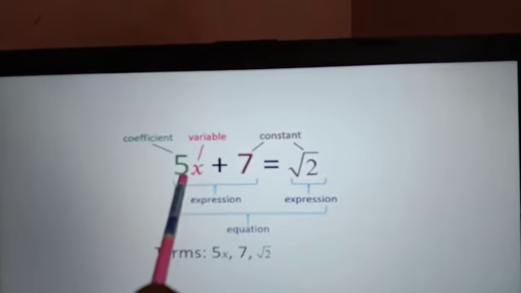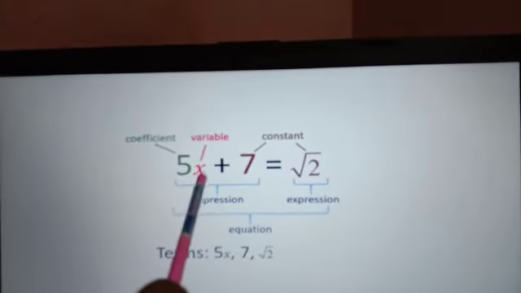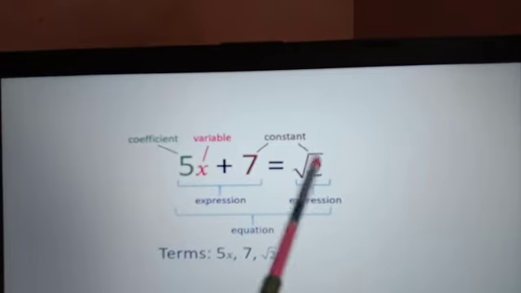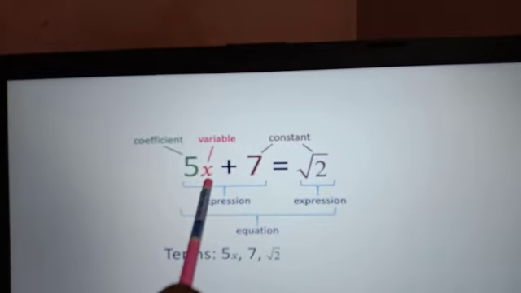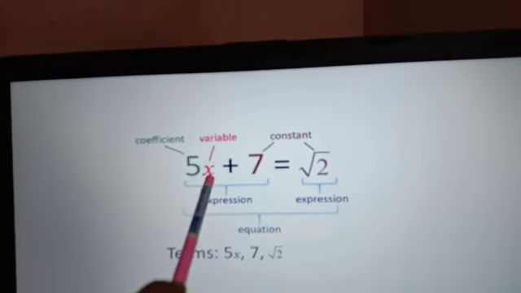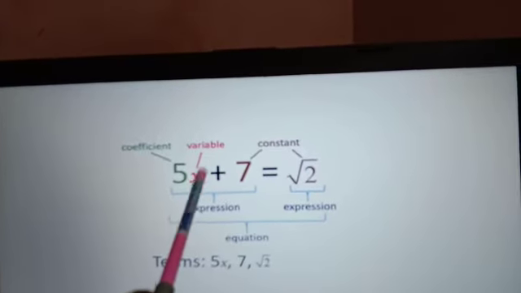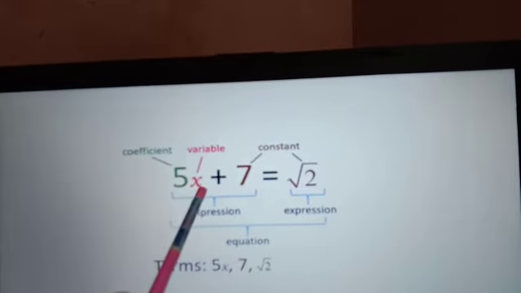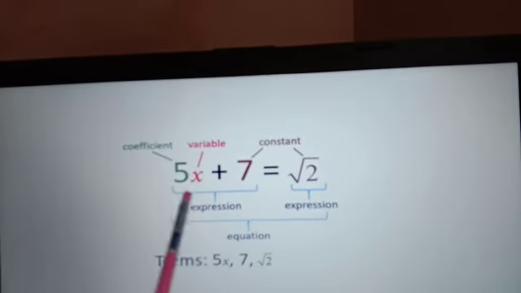Here, in this expression, x is called the variable, and 5 is called the coefficient of x. The 7 is called a constant and root 2 is also a constant. For a variable we use an alphabet. Here the alphabet we have used is x. Variable is nothing but an alphabet. Coefficient is the number we have before the variable. So this is called an expression.